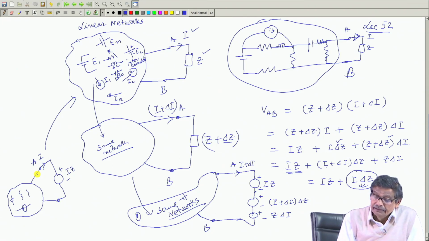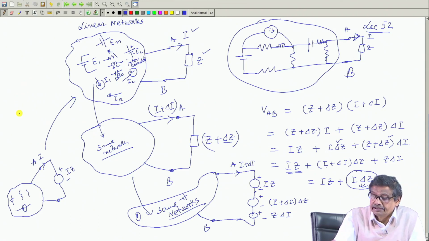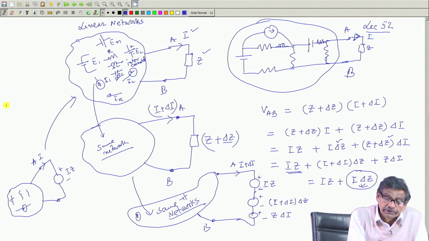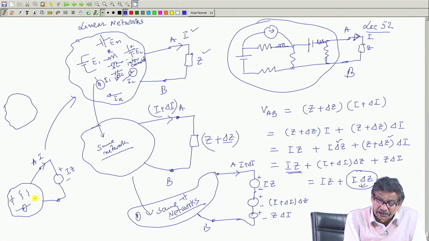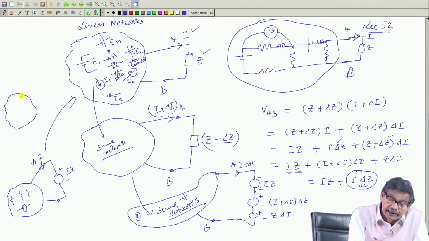Then I will draw here, let it be slightly clumsy, so that we understand what we are doing. With all internal sources and Iz present, this current has to be I, because this is what we started with. This network and this network are the same, because Iz can be replaced by Z, because the current is I. That is what we learned from the substitution theorem.